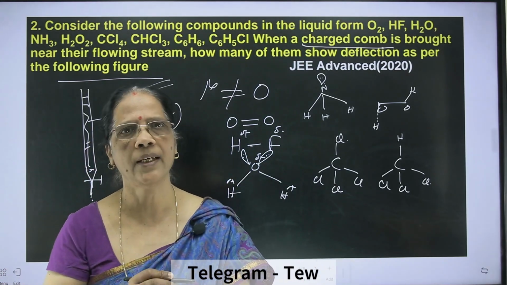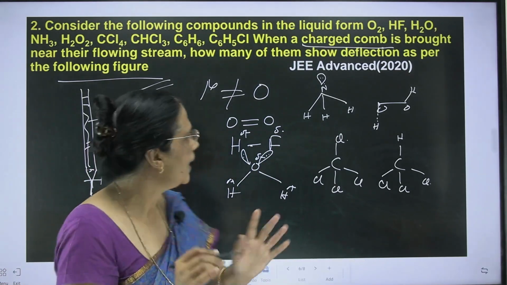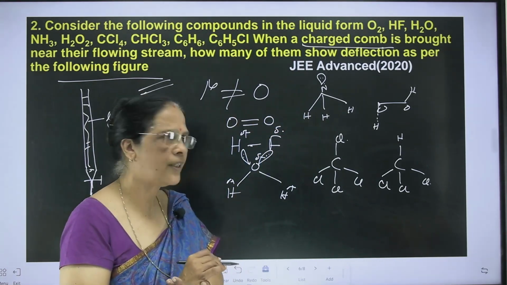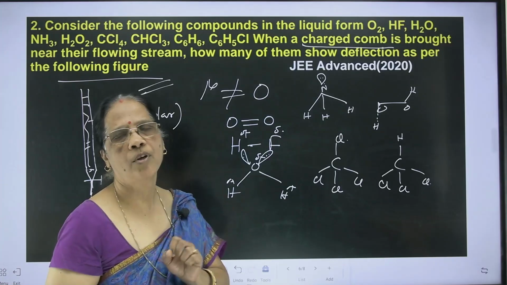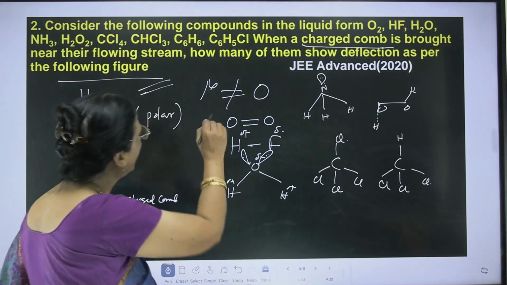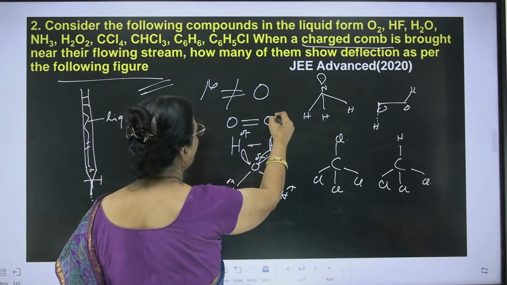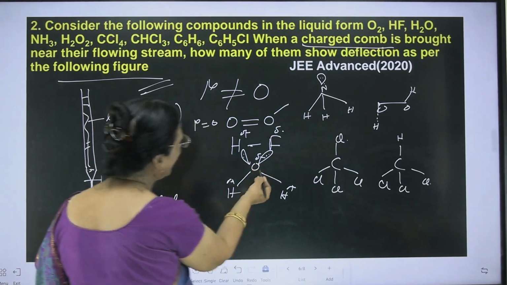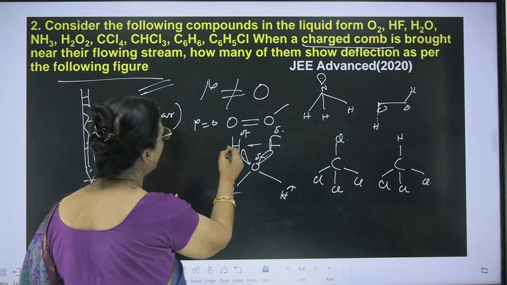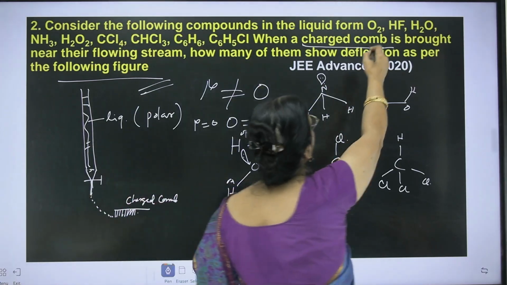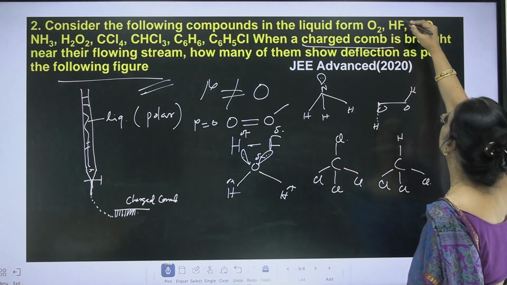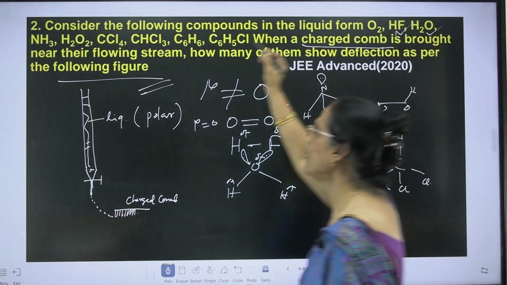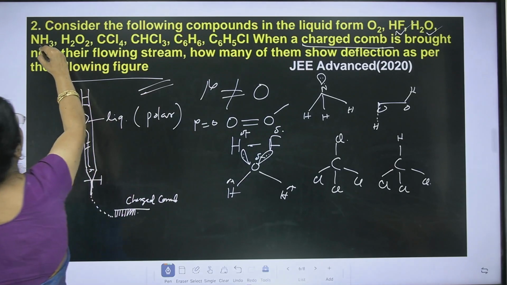Whatever may be, the net dipole moment will be 0 when there is symmetry in the structure. If there is symmetry, then since dipole moment is a vector quantity, they will cancel each other, and the net dipole moment will be 0. So in which compounds? Here this is symmetric, so dipole moment 0. So here mu is equal to 0. This is not symmetric, HF. H2O, it is not symmetric. Clear? Ammonia, it is not symmetric.